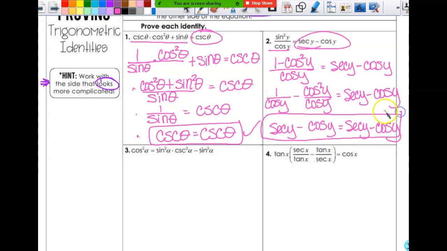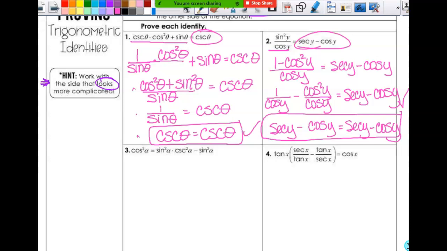Make sure you're not leaving off your y's, x's, thetas, alphas, whatever they are. I don't always say them when I'm saying it because I have to say so much, but they absolutely have to be part of what you're writing, or it doesn't make any sense. Any questions at all at this point?